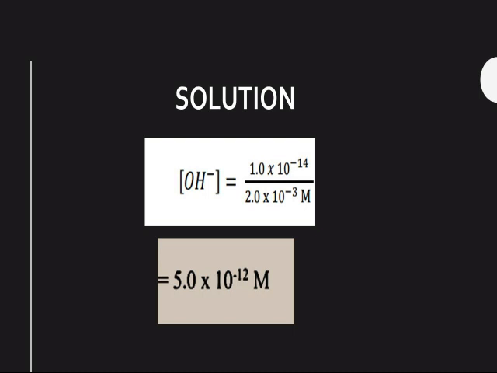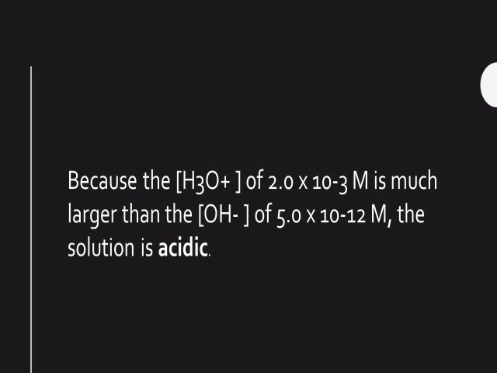So this is the solution. OH is equal to 1.0 times 10 to the negative 14 all over 2.0 times 10 to the negative 3. So that will give us 5.0 times 10 to the negative 12 M. Because the H3O of 2.0 times 10 to the negative 3 M is much larger than the OH of 5.0 times 10 to the negative 12 M, therefore, the solution is acidic.